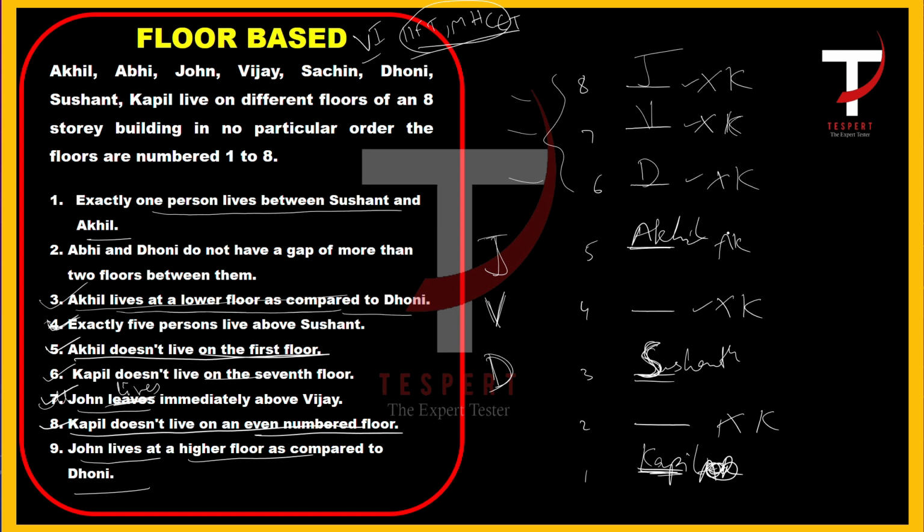Akhil lives at a lower floor as compared to Dhoni. So this statement is also clear, right? So still the fourth floor and second floor are vacant. So consider statement 2 again. Abhi and Dhoni do not have a gap of more than 2 floors between them. So Abhi must be on the fourth floor, because if I place Abhi on the other floor, there will be a gap of 3 floors, which violates this statement. Which one is remaining? Sachin is remaining, so Sachin we will place here. So this is the arrangement.